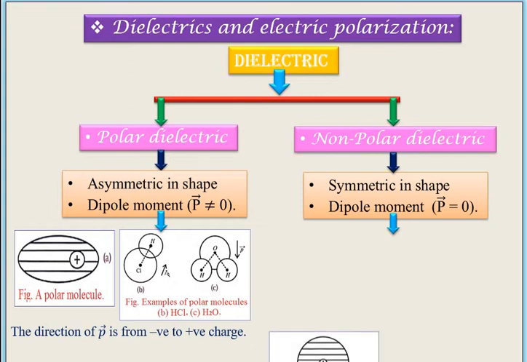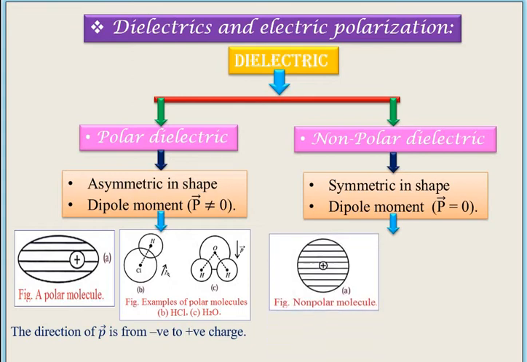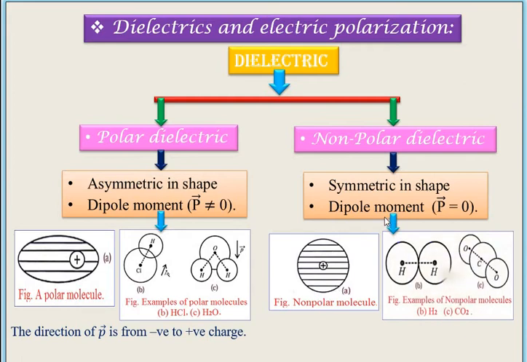See the figures for the non-polar dielectrics. They are symmetric in shape, and due to this the dipole moment is equal to 0. See the example of the H2 molecule. This is the combined center for the H2 molecule, and due to the combined center they do not have a dipole length, and due to this the dipole moment is equal to 0, because the dipole moment is given by the relation P bar equal to Q into 2L. If 2L is equal to 0, P bar is equal to 0.